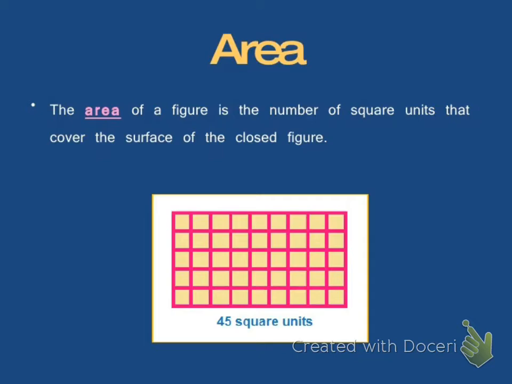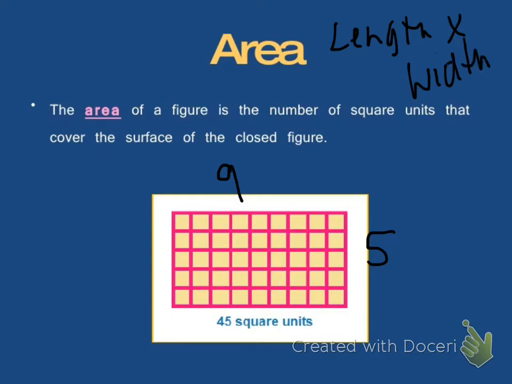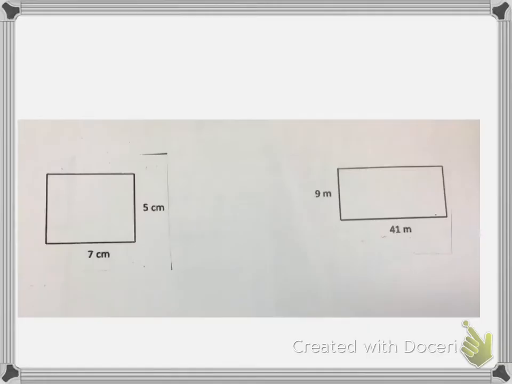But if you know the length, like for instance, the length of this is 9 and the width is 5, you can use the formula length times width. Okay, that is the formula that you would use. So 9 times 5 is 45. And that's how you find the area of a rectangle. So let's take a look at some examples.